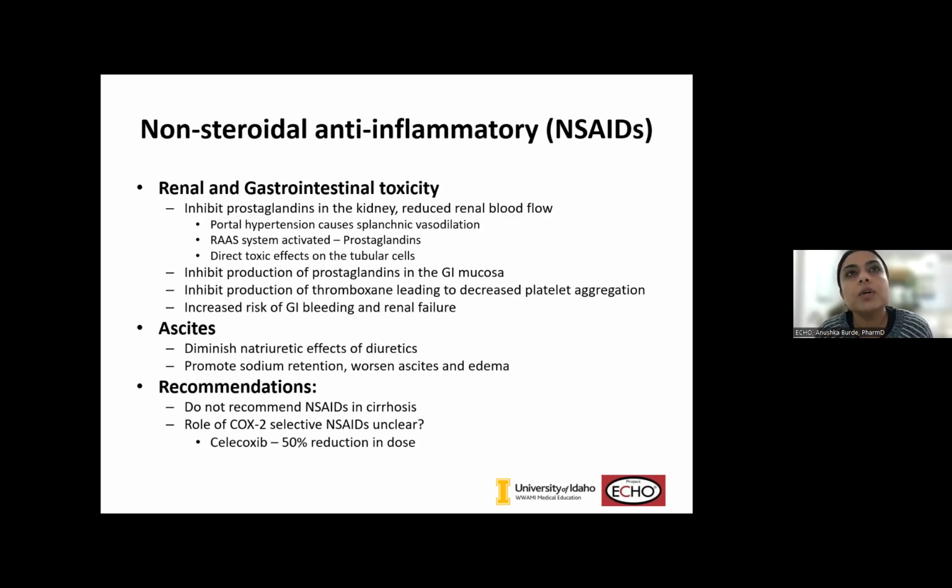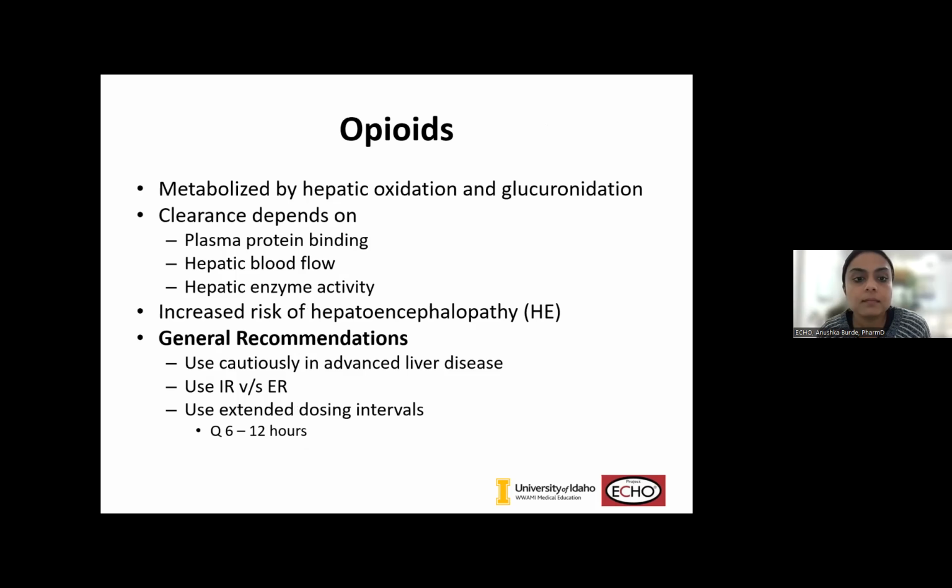Now, there is some question mark about the COX-2 selective NSAID, which is celecoxib, because it is thought that celecoxib may not have as much renal impairment or GI or bleeding effects. However, the cardiovascular effects of celecoxib are still a question mark. And so, if they have to take an NSAID, maybe you could potentially recommend celecoxib at 50% of the dose, as long as they don't have a cardiac history.